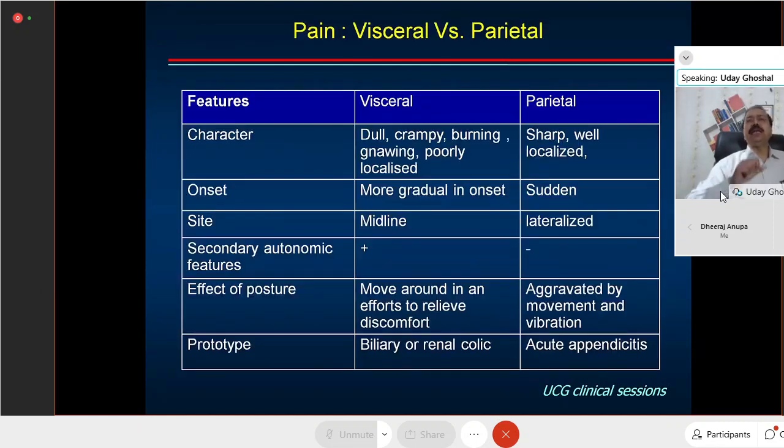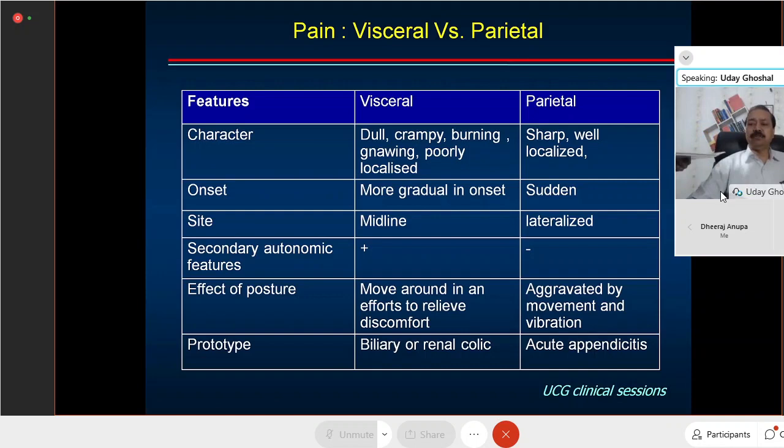Now, visceral and parietal pain, what are the differences? And this is typically what we ask at the bedside. Visceral pain is dull, crampy, burning, gnawing, poorly localized. Parietal pain is sharp and well localized. Onset is more gradual with visceral pain, sudden with parietal pain. Site is midline in visceral pain, whereas lateralized in parietal pain.